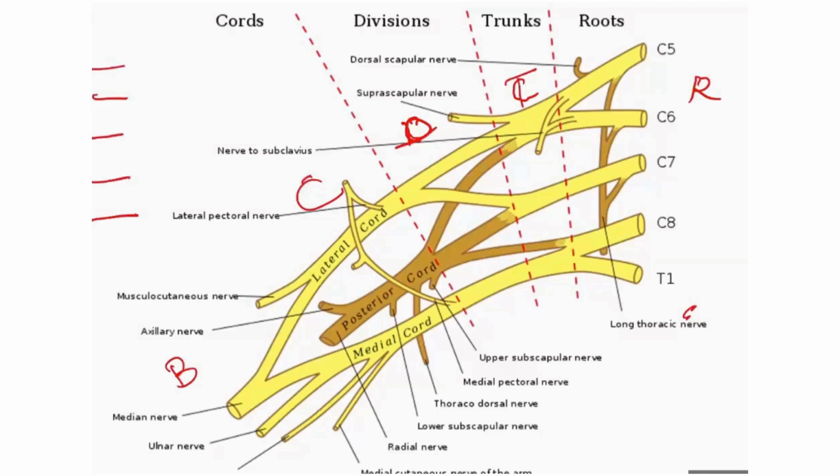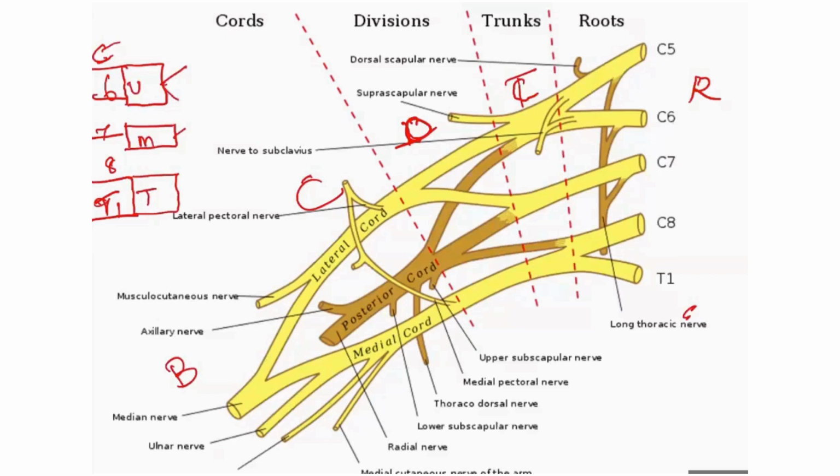The roots of C5, C6 form the upper trunk. The root of C7 forms the middle trunk. The roots of C8, T1 form the lower trunk. Upper trunk, middle trunk, lower trunk. Each trunk divides into anterior division and posterior division. The anterior division of upper and middle unite to form lateral cord.